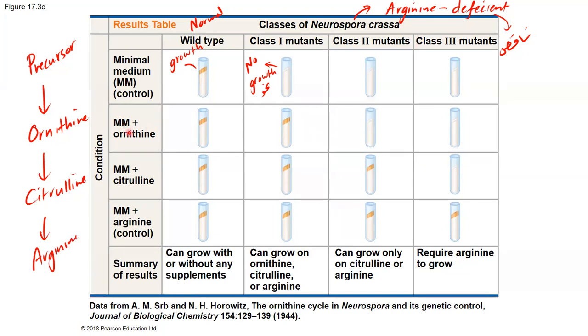So this is a minimal media plus ornithine. This is a minimal media plus citrulline, minimal media plus arginine. The wild type, the normal Neurospora, can grow on all these minimal medias with or without supplement. Supplement means إضافات. These are the supplements. This is one supplement, and one supplement. Okay?